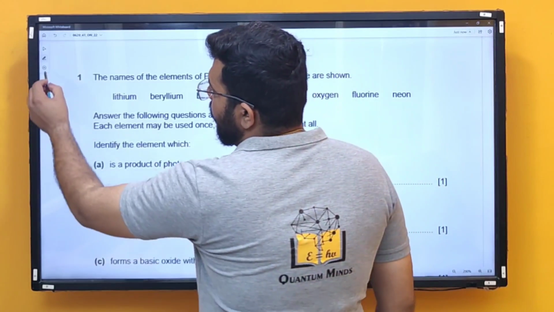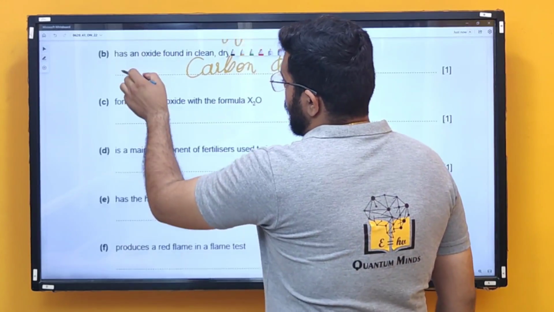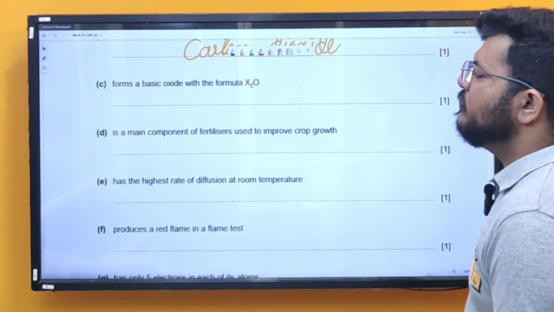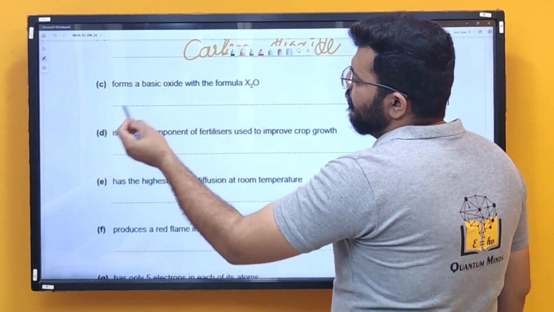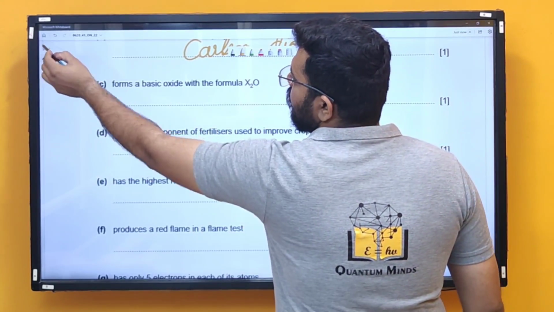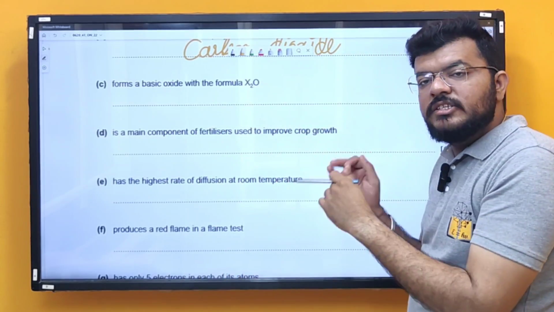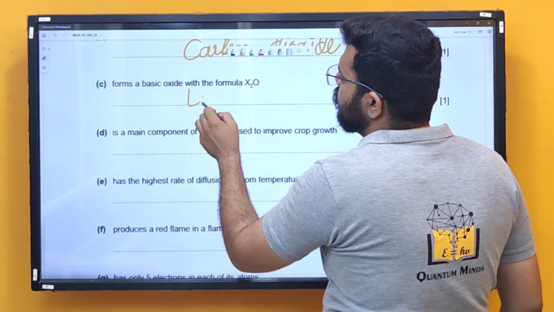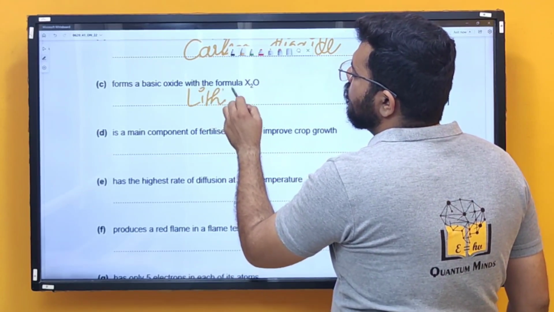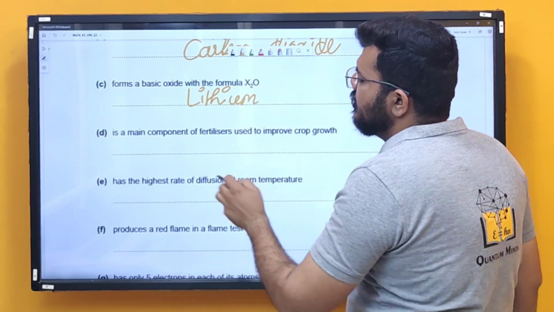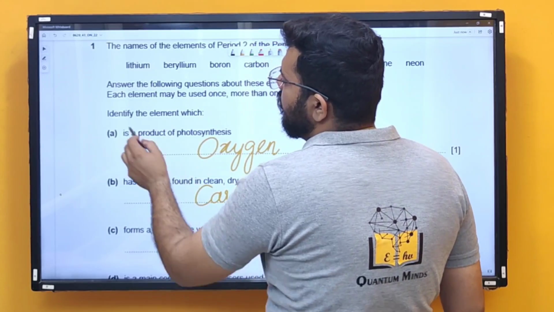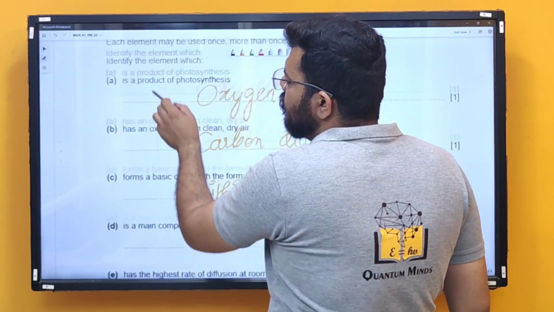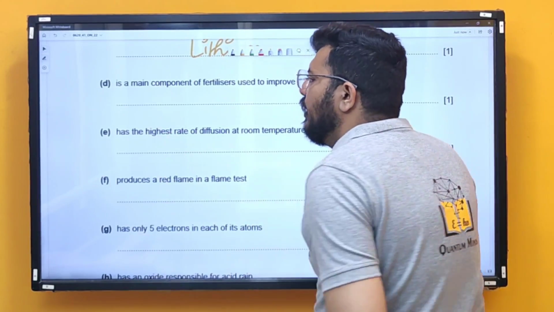Okay, then we have question C: forms a basic oxide with formula X2O. So lithium, because oxygen has 2 minus valency. So here lithium. Also please take care, the question is asking you to name these elements. So name them, don't identify. Okay, so don't just write their formula.